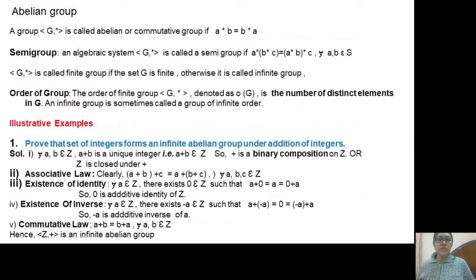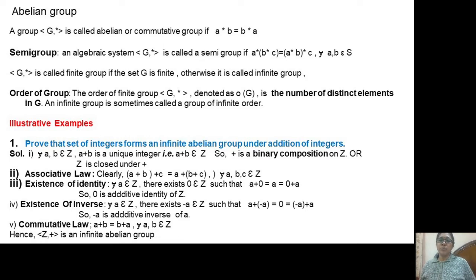And further, if in addition to these four axioms, one more axiom is satisfied, that is A star B should be B star A, that is, whether you operate A star B or B star A is immaterial, the result is the same, then we say that the group is commutative or abelian. Another name for commutative group is abelian group.